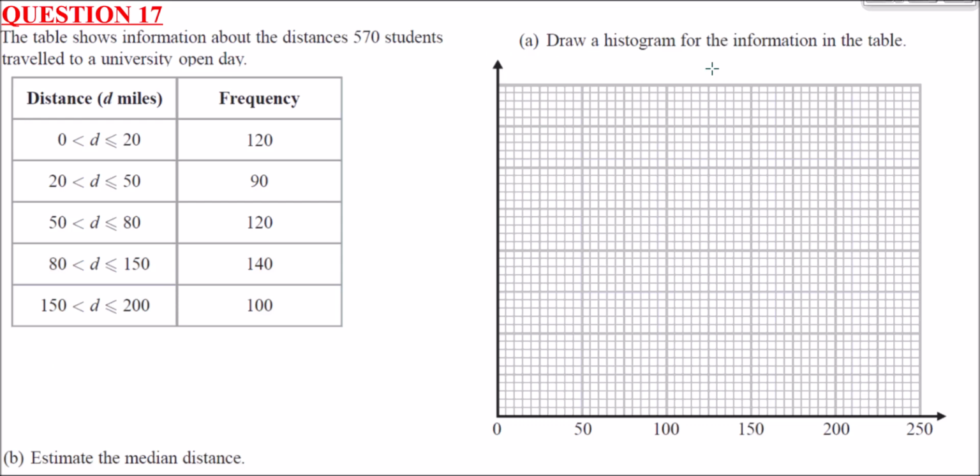Question 17. We've got this histogram question. So we've got a table showing information about the distances 570 students travelled to a university open day. We have to draw a histogram for the information in the table. So a bit of a giveaway here is we've got an axis which isn't even labelled at all. So we need to work out something, presumably from this table, and this axis here isn't labelled.